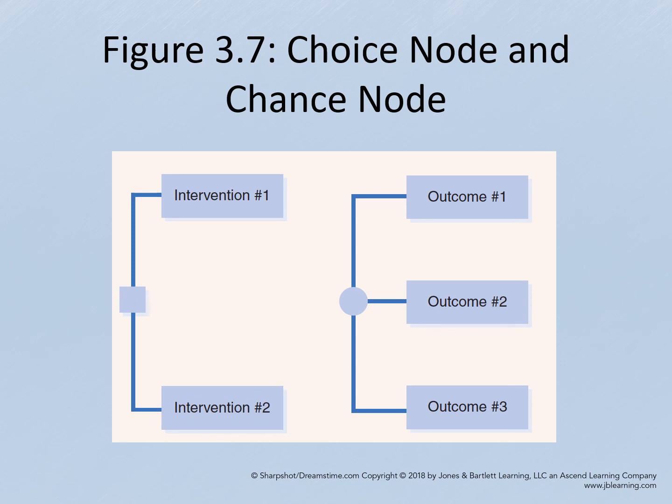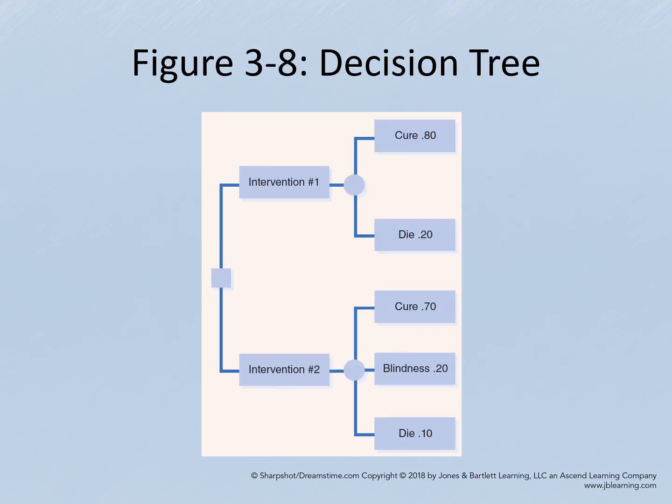Now let's look at how we utilize these chance nodes, choice nodes, or decision trees to make a health decision. For example, we are looking at intervention 1. Okay, we have 2 choices, intervention 1 and intervention 2. This is the choice node.